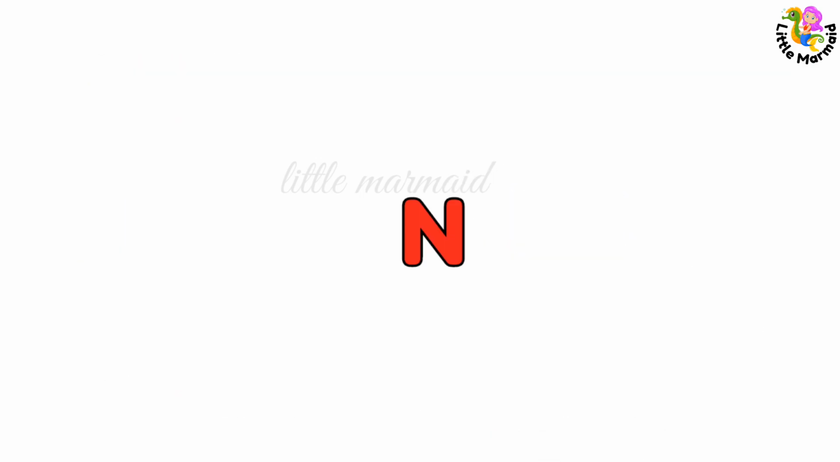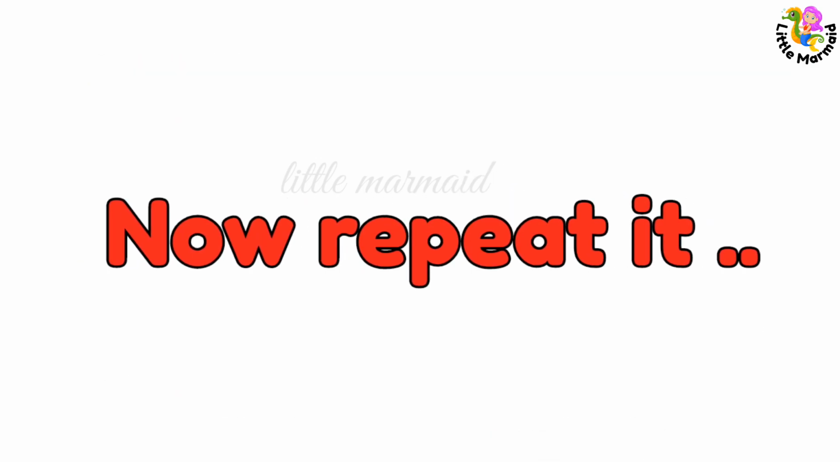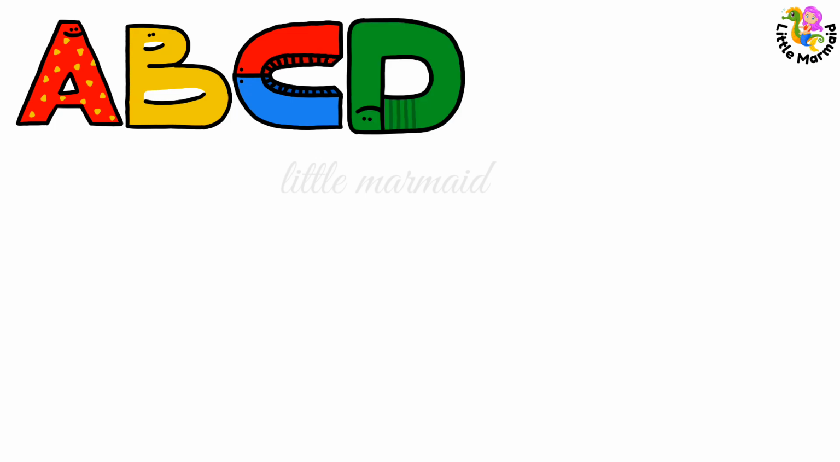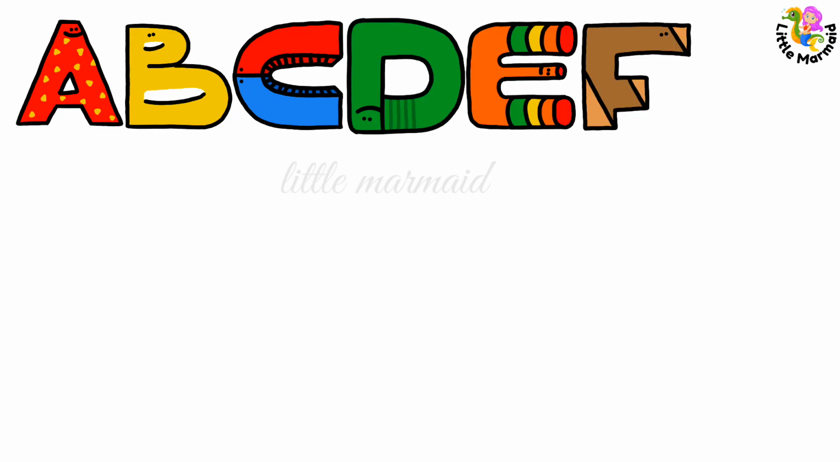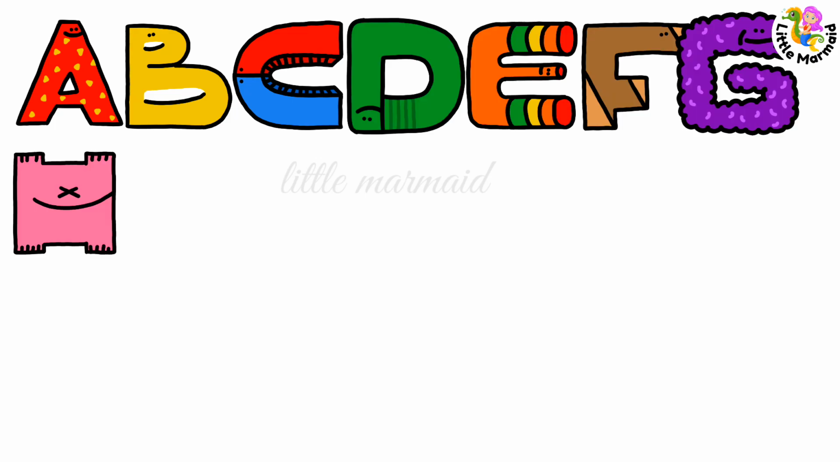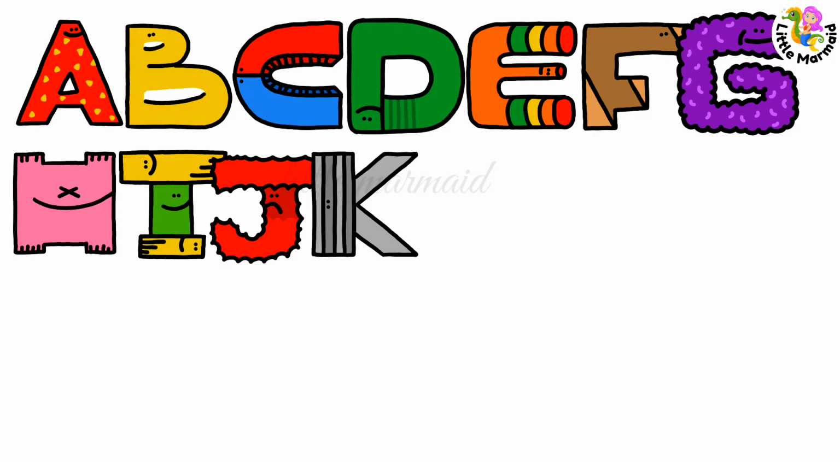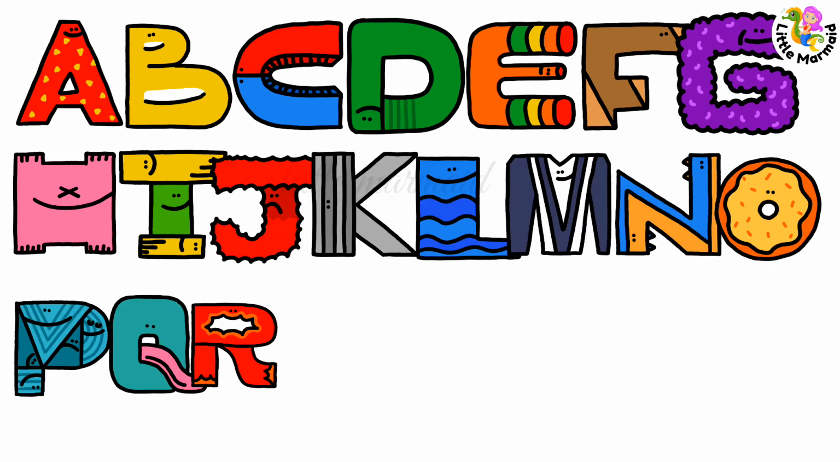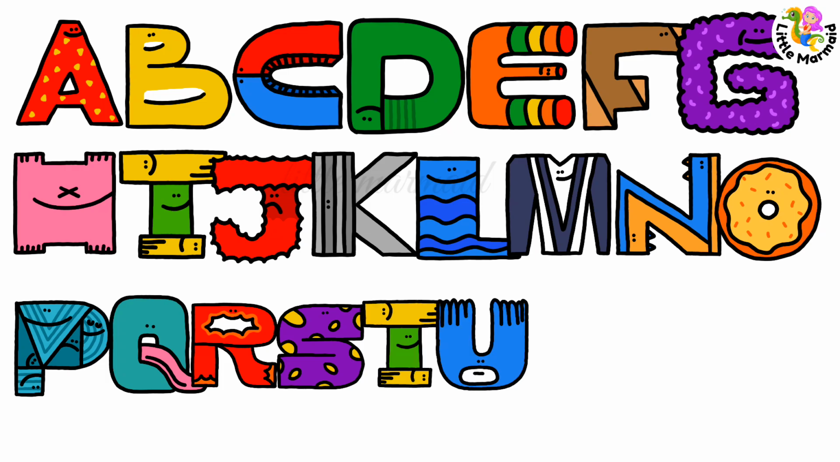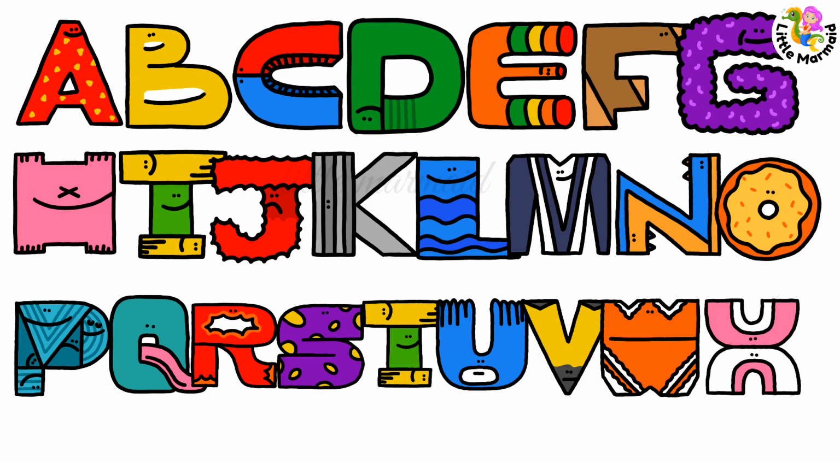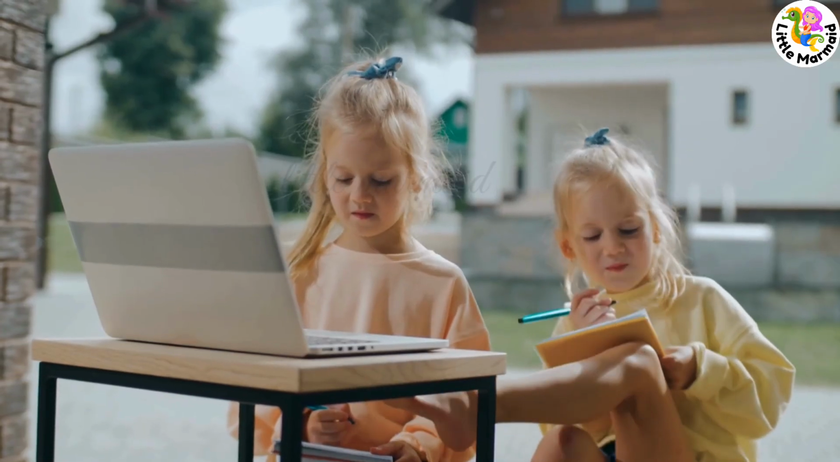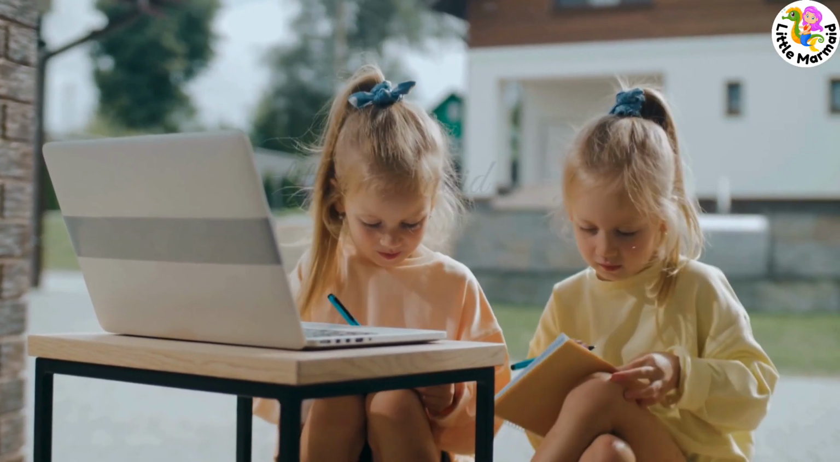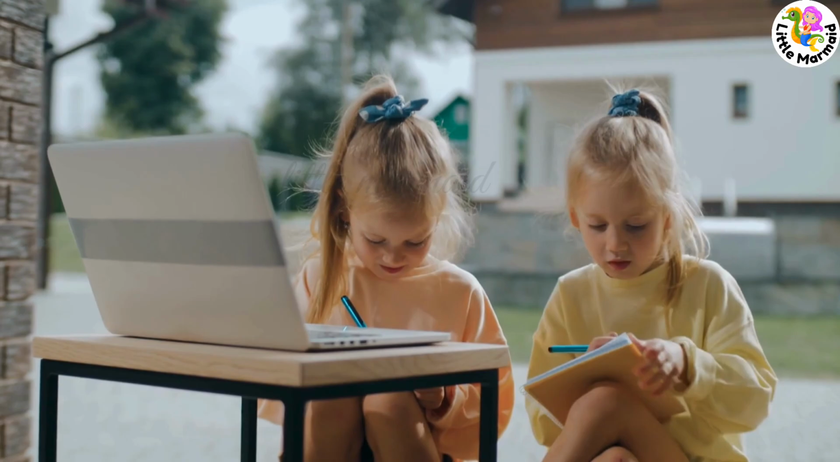Let's repeat it again. A, B, C, D, E, F, G, H, I, J, K, L, M, N, O, P, Q, R, S, T, U, V, W, X, Y, and Z. So kids, hope you understand the alphabet and memorize it.